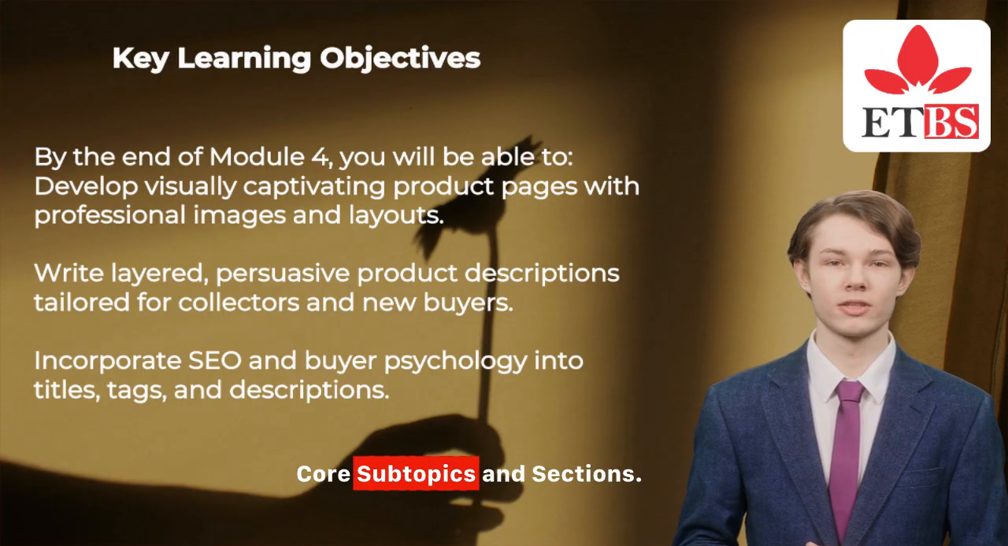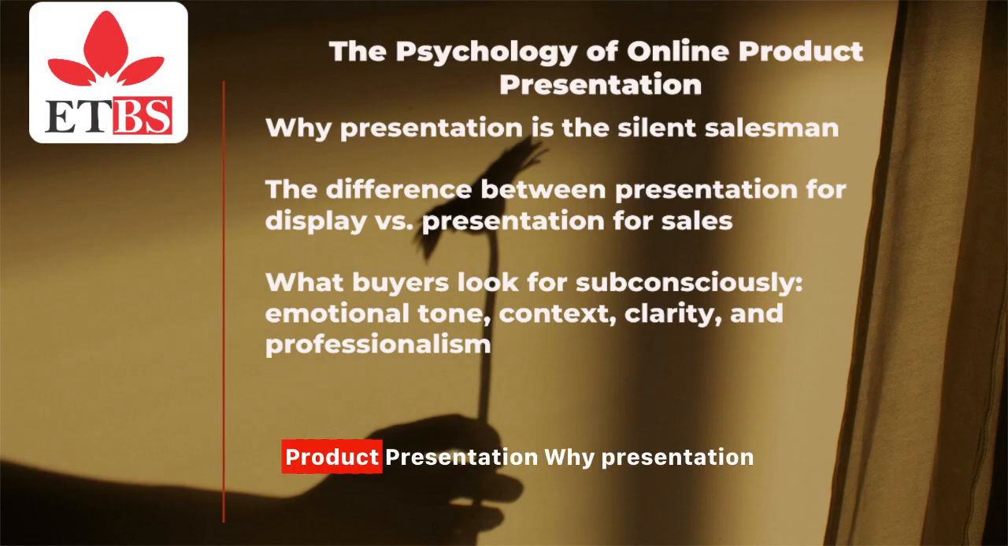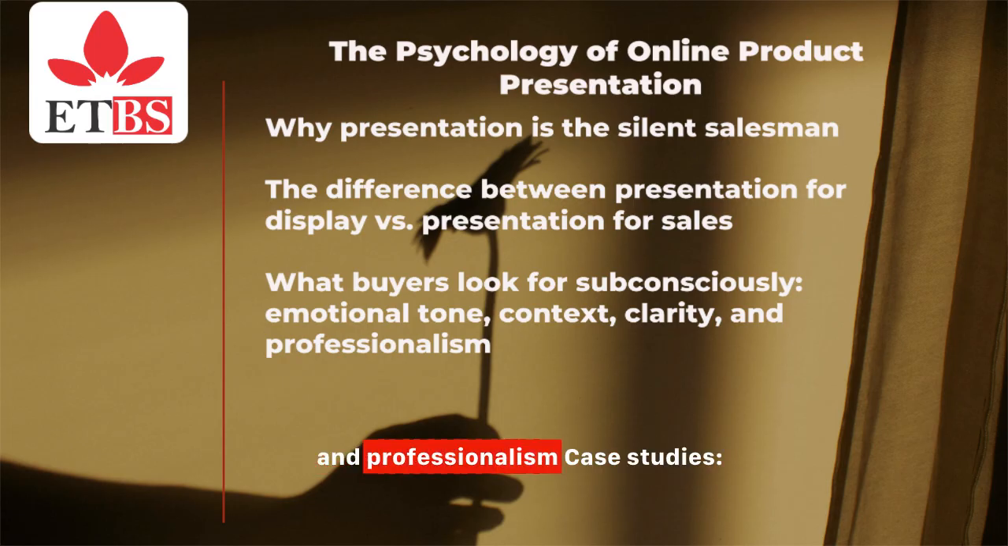Core subtopics and sections. The psychology of online product presentation. Why presentation is the silent salesman. The difference between presentation for display versus presentation for sales. What buyers look for subconsciously: emotional tone, context, clarity, and professionalism. Case studies, top-selling artist listings breakdown.